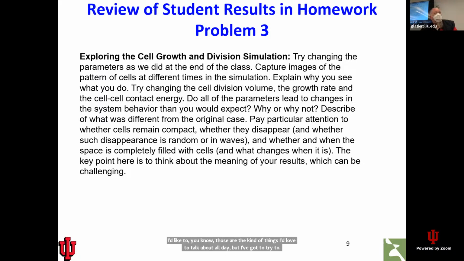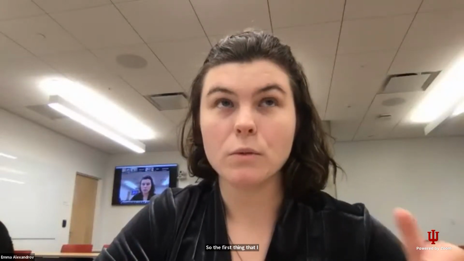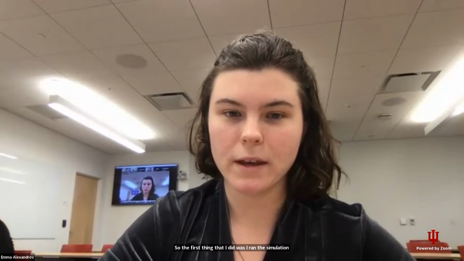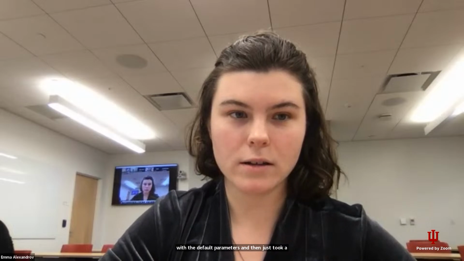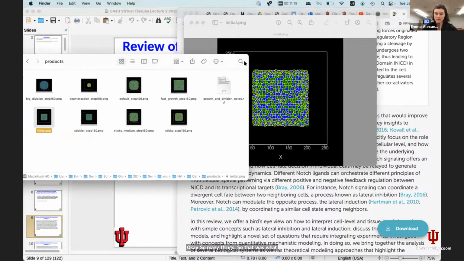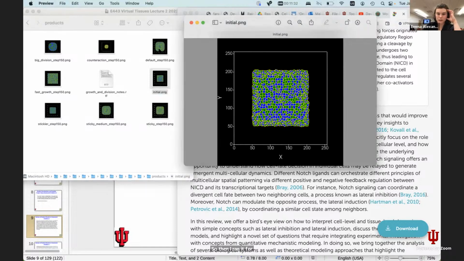Okay, did anybody run the cell growth and division simulation and want to show it to us? So the first thing that I did was I ran the simulation with the default parameters and then just took a screenshot at the first time. So I'll share that. So that was what the initial configuration looked like. Shortly after initialization, things had begun to grow just a little bit, but not enough to notice anything significant. So then I ran it for 150 steps with those default parameters, and this is what I got.